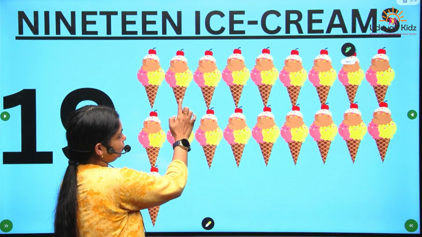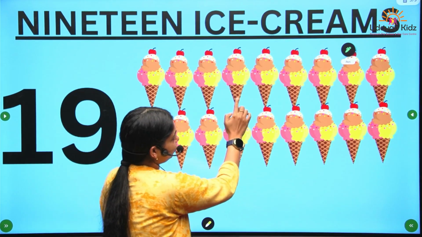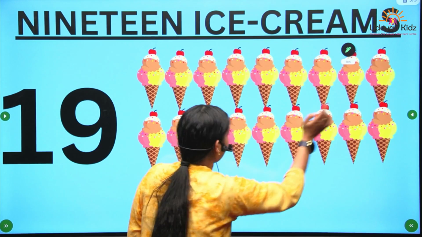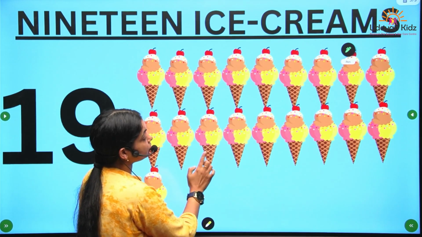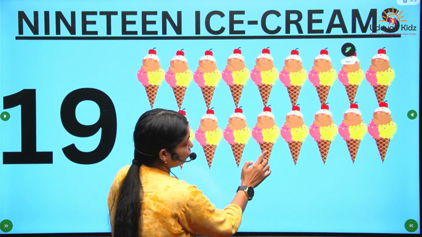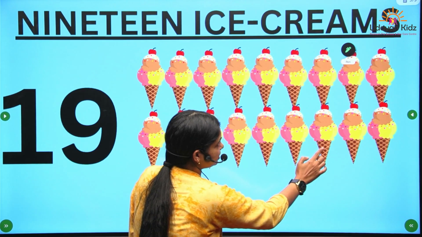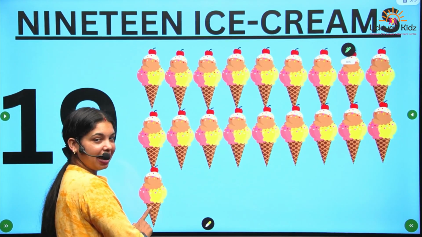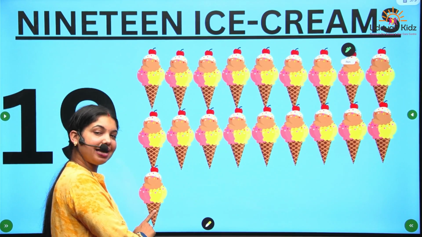1, 2, 3, 4, 5, 6, 7, 8, 9, 10, 11, 12, 13, 14, 15, 16, 17, 18 and 19. 19 ice creams.